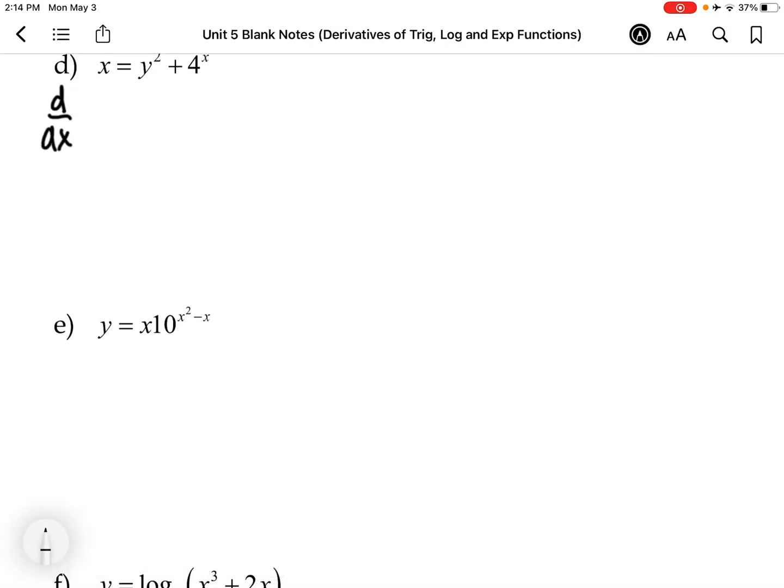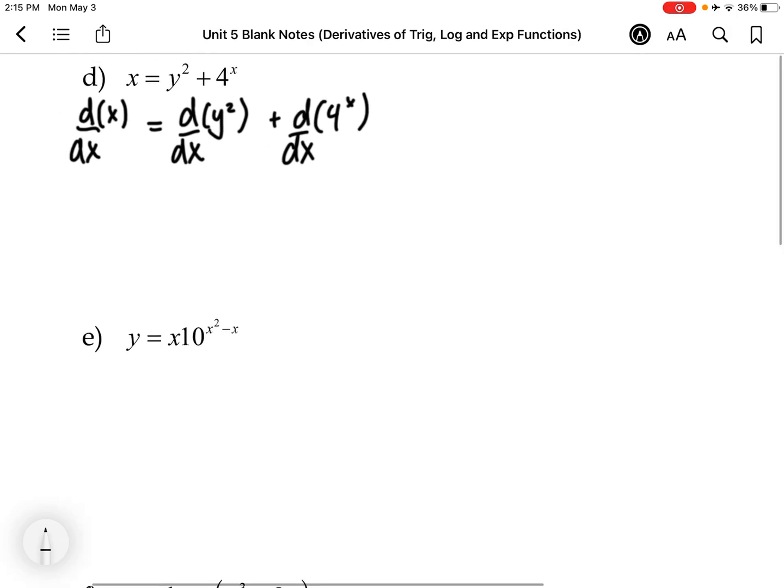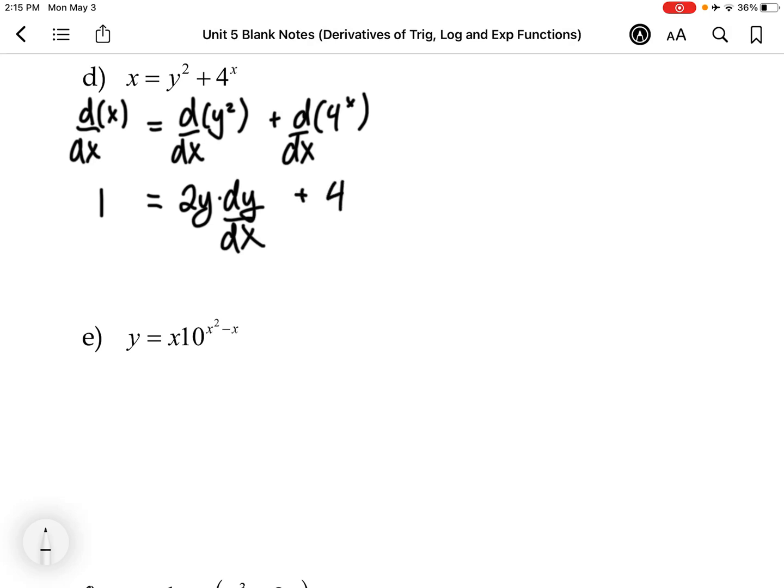d by dx of x is going to equal d by dx of y squared plus d by dx of 4 to the x. Okay, and d by dx of x is just 1, and that's going to equal d by dx of y squared is 2y times dy dx. And then d by dx of 4 to the x is 4 to the x times ln 4.